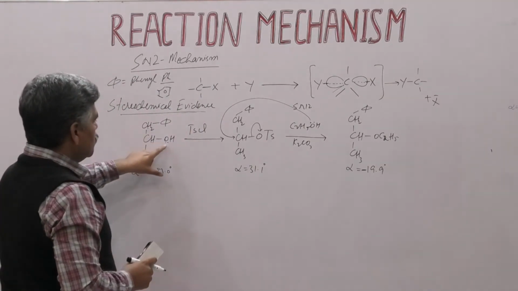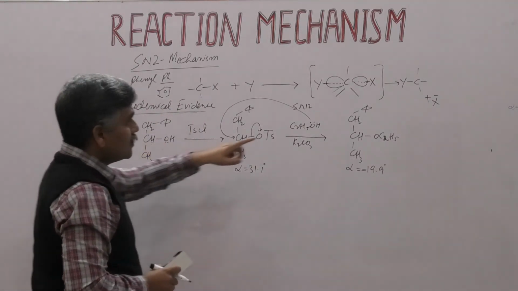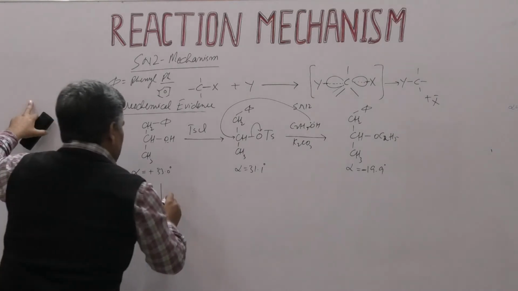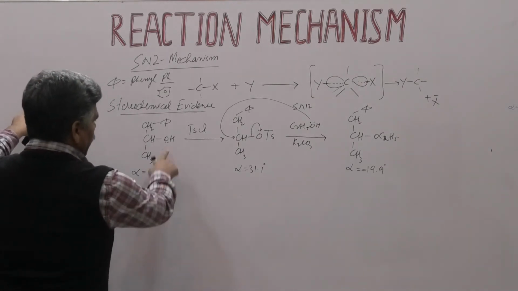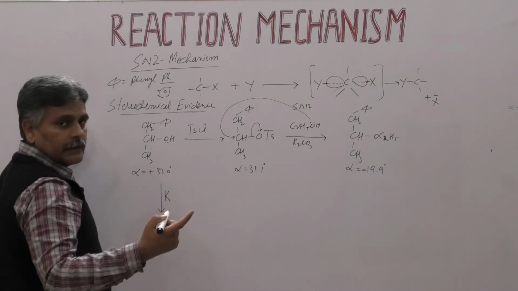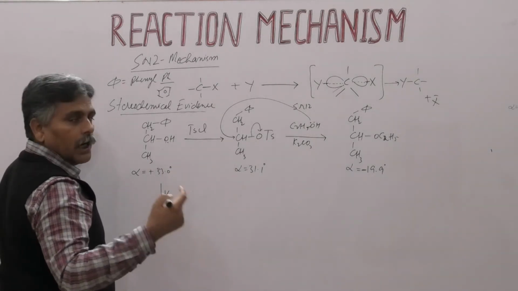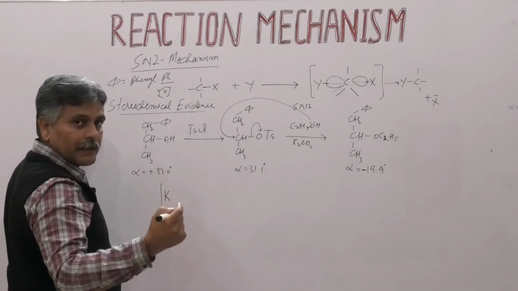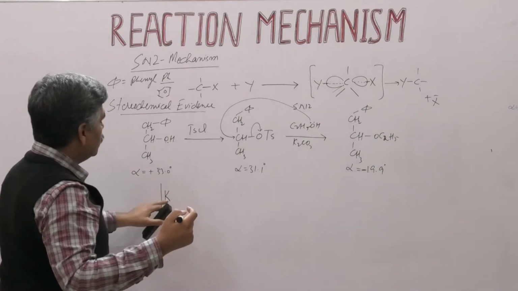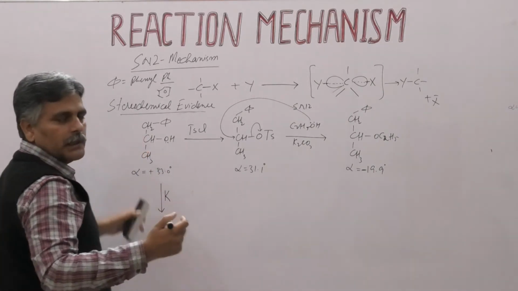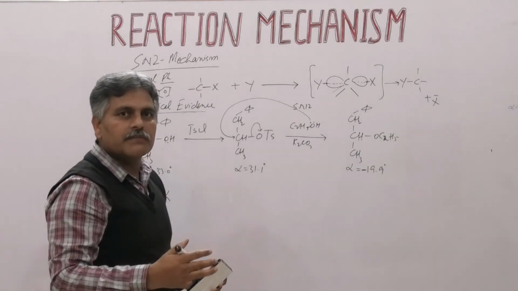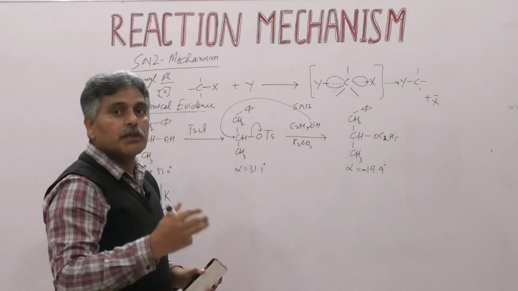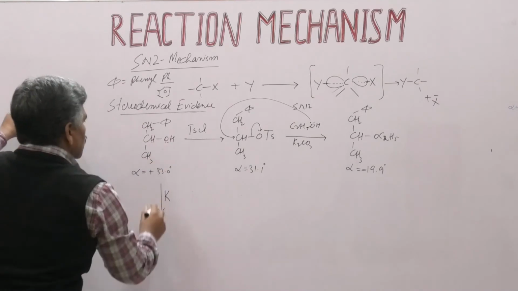Suppose there is another way in which this alcohol is converted into ether. Suppose it reacts with potassium metal. So this potassium metal picks up this hydrogen, and we know that we can prepare the alkoxide of an alcohol by reacting with sodium or potassium metal. If it reacts with sodium metal, then we have sodium alkoxide, and if it reacts with potassium, then we have potassium alkoxide. For example, if ethanol reacts with potassium, it will give us potassium ethoxide. If methanol reacts with potassium, then it will give us potassium methoxide. So the alkoxide of this alcohol is prepared.